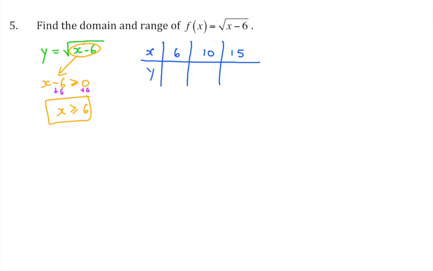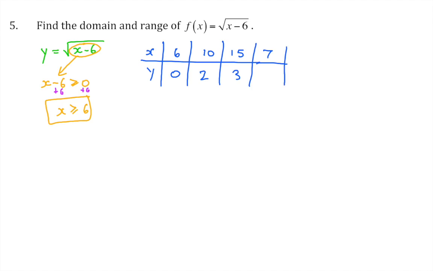So let's try plugging in x equals 6 to the question. If x is 6, 6 take 6 is nothing, and the square root of nothing is nothing. Now let's try 10. 10 take 6 is 4. What's the square root of 4? The square root of 4 is 2. Let's try another one. 15. What's 15 take away 6? 15 take away 6 is 9. What's the square root of 9? 3.